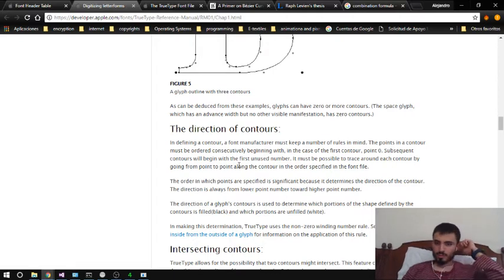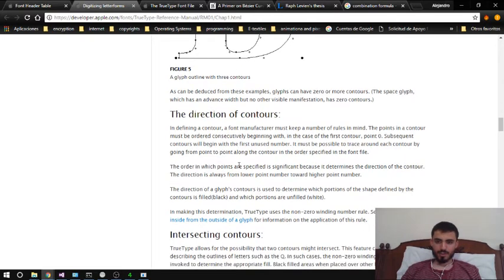It must be possible to trace around each contour by going from point to point along the contour in the order specified in the font file. Okay.